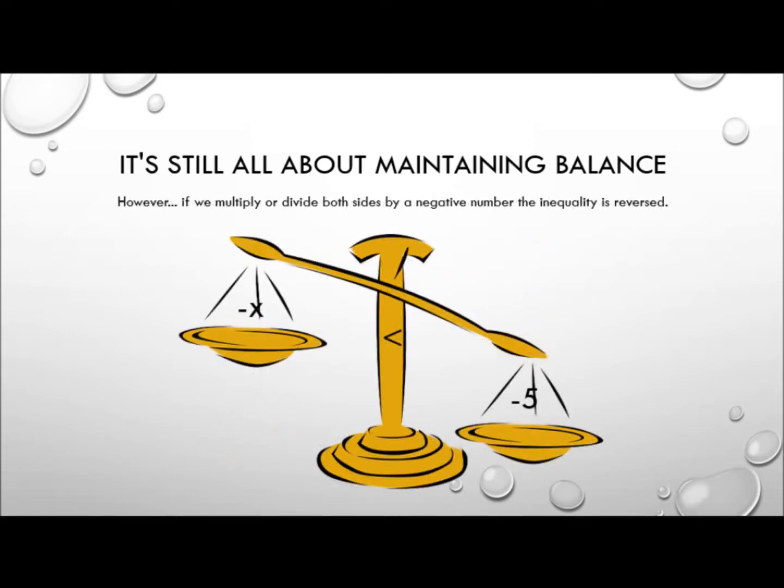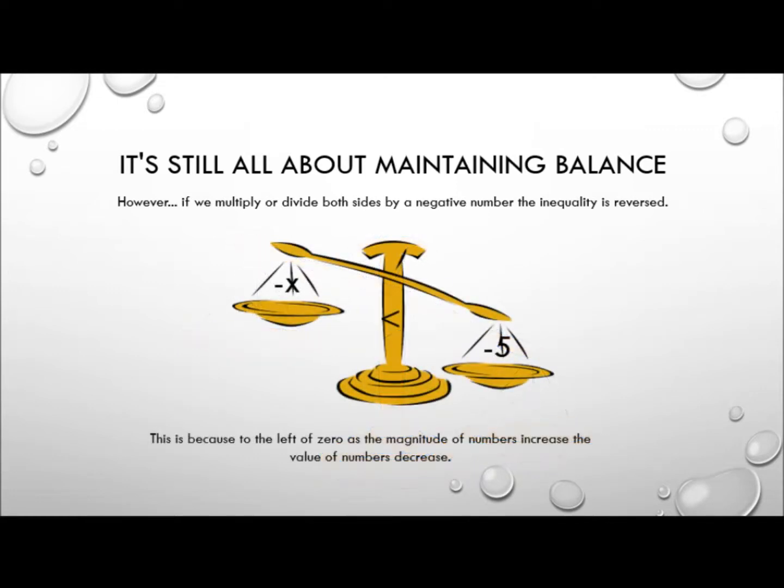However, if we multiply or divide both sides by a negative number, the inequality is reversed. For example, if x is greater than 5, then negative x is less than negative 5. This is because to the left of 0, as the magnitude of numbers increases, the value of the numbers decreases.